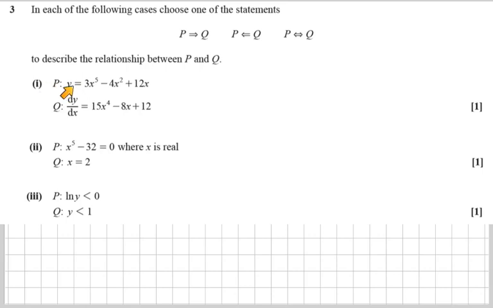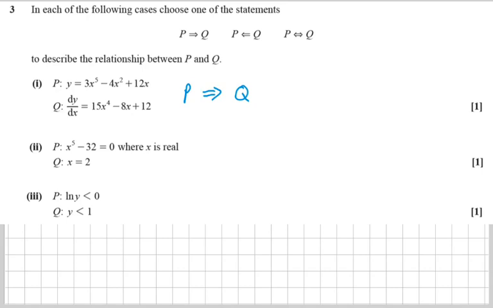So, if you're given this information, can we write down this information and say that it's always true? Yes, we can, because this expression differentiates to this expression. Done. So P definitely implies Q. Does it work the other way round?